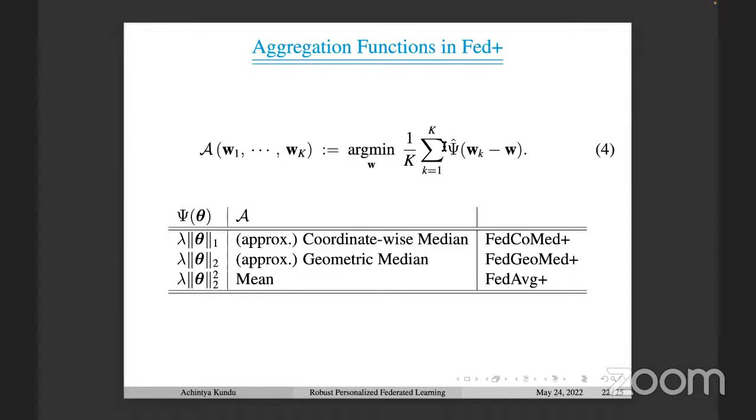And 3 different psi functions give rise to 3 different algorithms from our proposed framework, which we define as FedComed+, Geomed+, and FedAverage+.